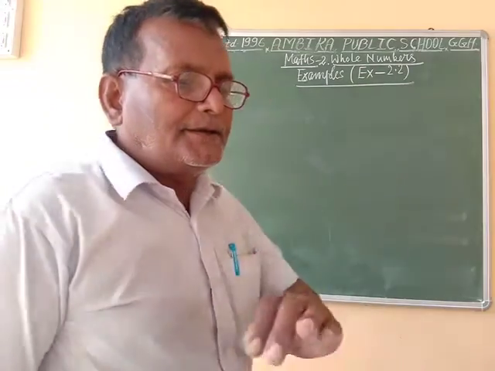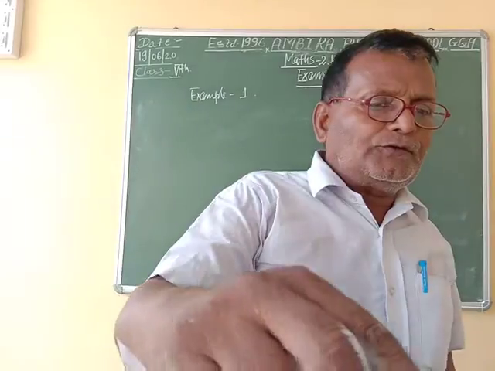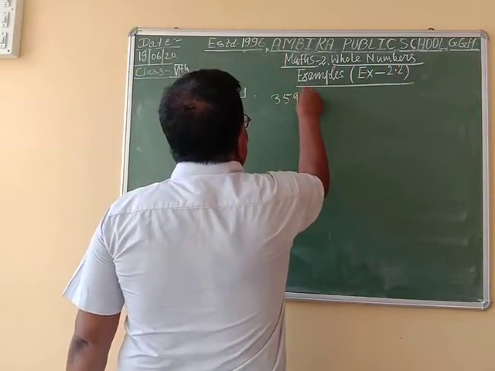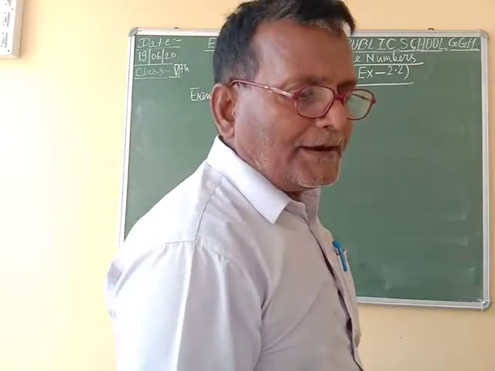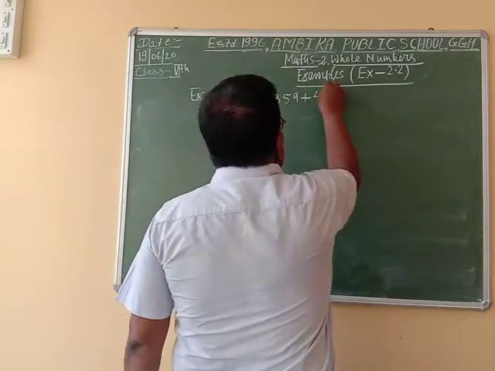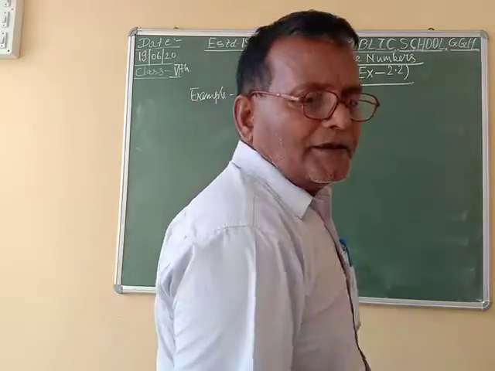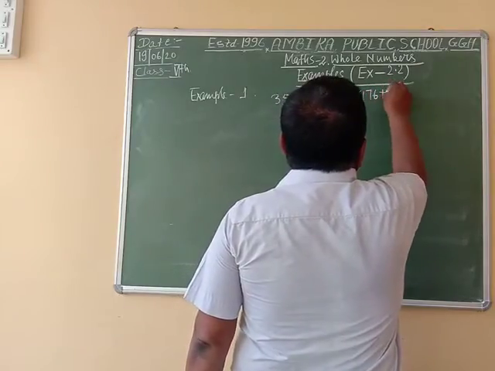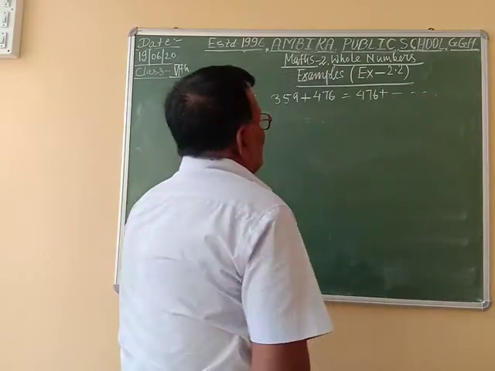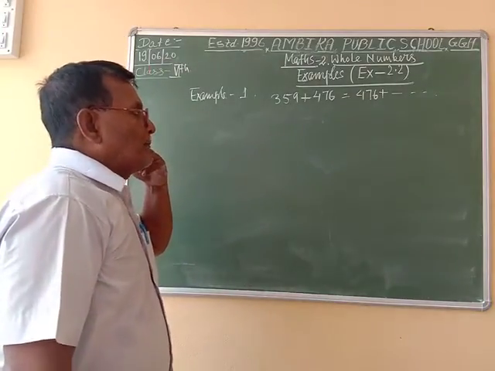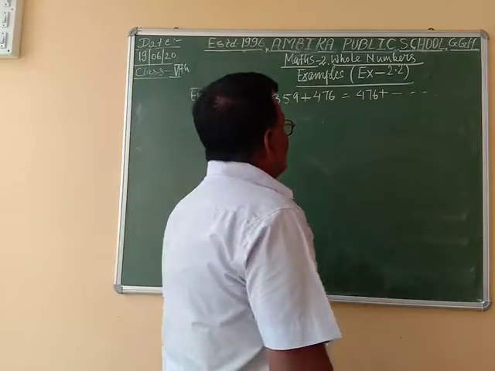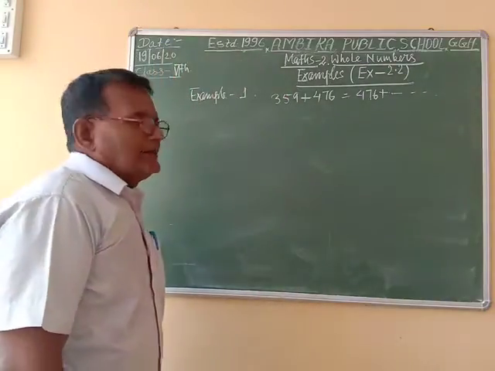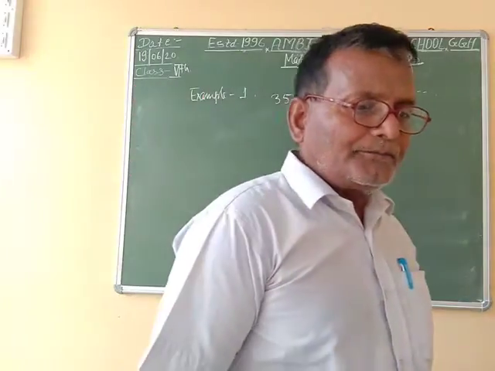Fill in the blanks in the following true statement. 359 plus 476 is equal to 476 plus blank. You have to insert an appropriate number in the blank and justify that the given answer is correct or true.